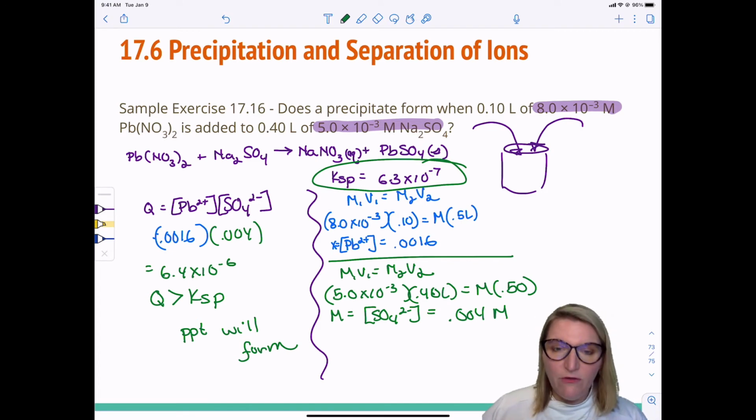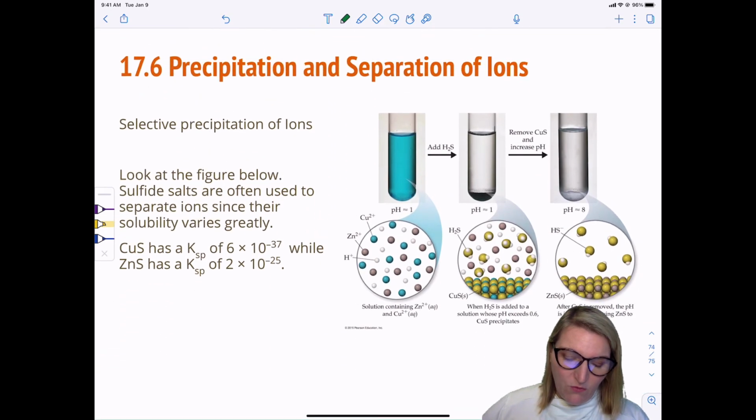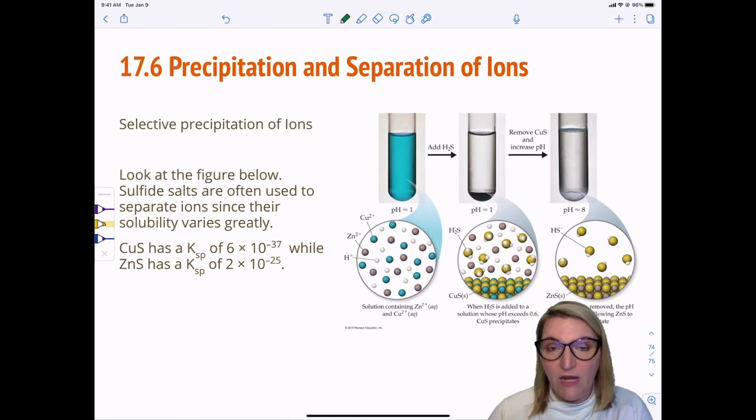You can kind of see how you could maybe even do this in a multiple choice question if they give you really easy numbers. So this is the type of question, will a precipitate form? The other type of question that you will get is which precipitate will form first? And this becomes sort of important when you're being asked to separate a mixture. One of the hardest things that chemists do is separating a mixture of different substances.